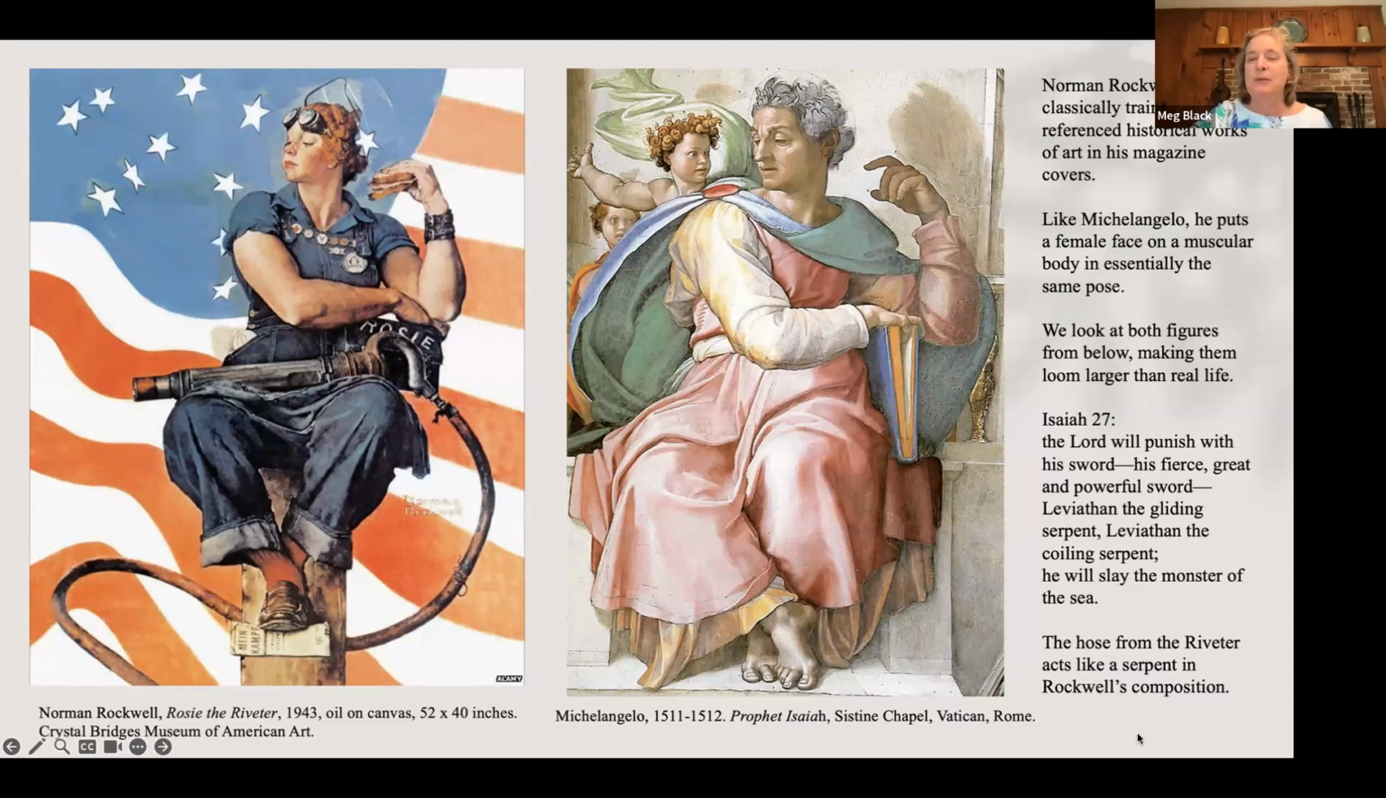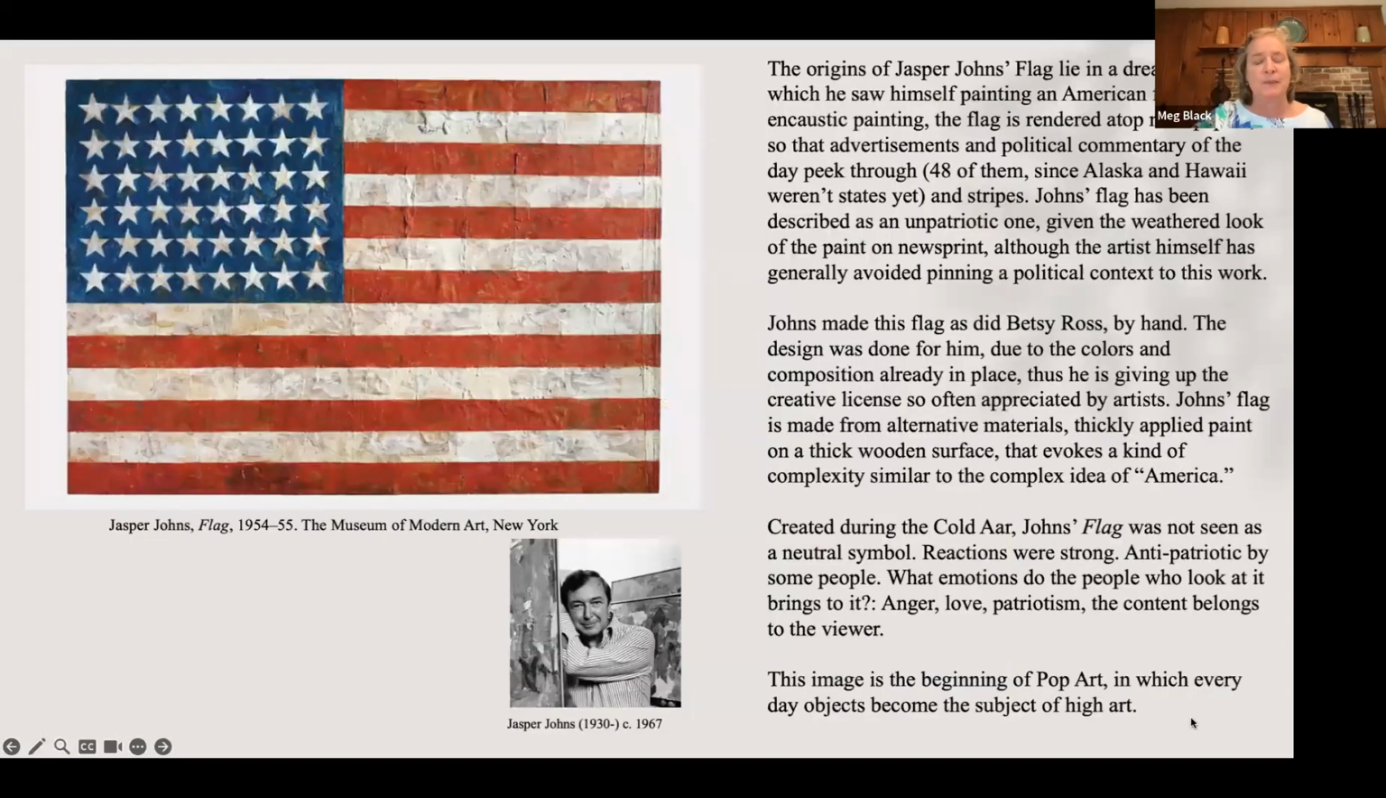So he was very classically trained. He puts a female face on a very muscular body, and we look at both figures from below, making them look larger than life. He's in a much more comfortable chair than she is. In fact, she's kind of like sitting on a stool of some sort, which doesn't look very comfortable.